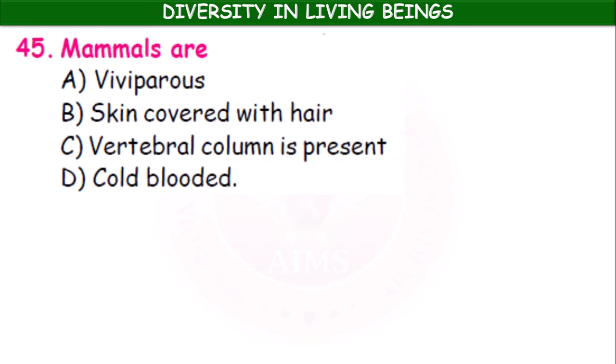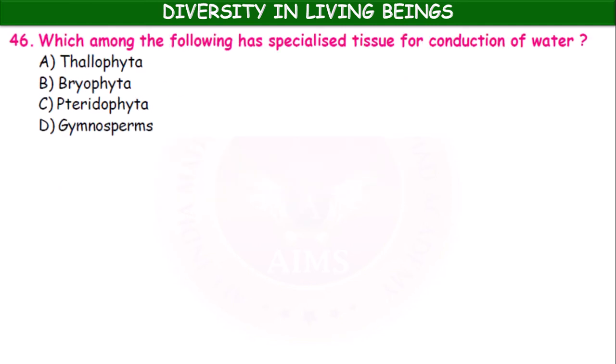The mammals are viviparous, skin covered with hair, vertebral column is present, cold blooded. Here also A, B, and C. Next, which among the following has a specialized tissue for conduction of water? Thallophyta, bryophyta, pteridophyta, gymnosperms. It means the presence of vascular tissue, that is the xylem tissue which conducts the water.